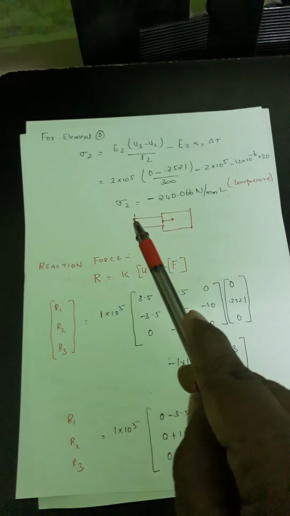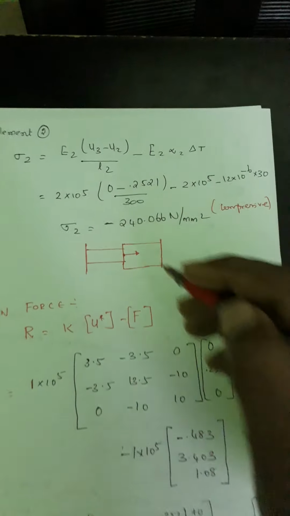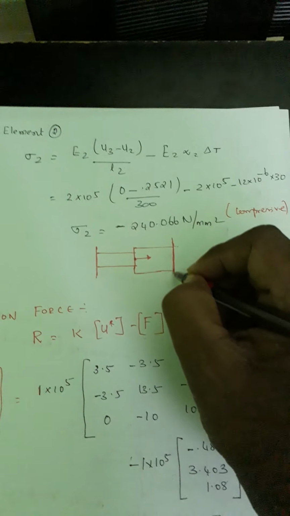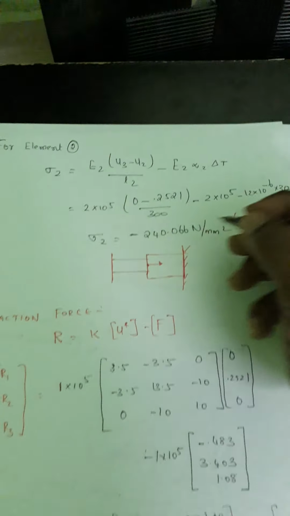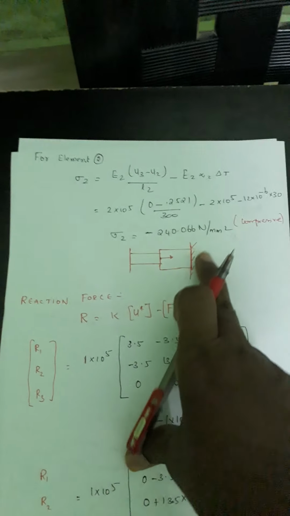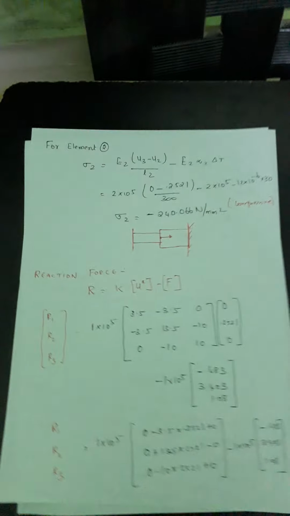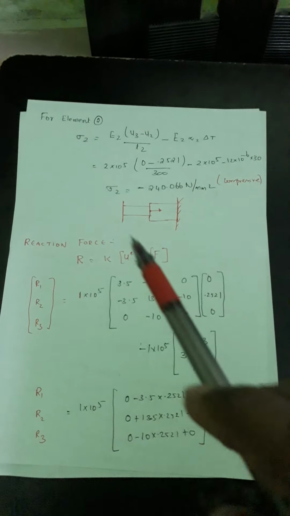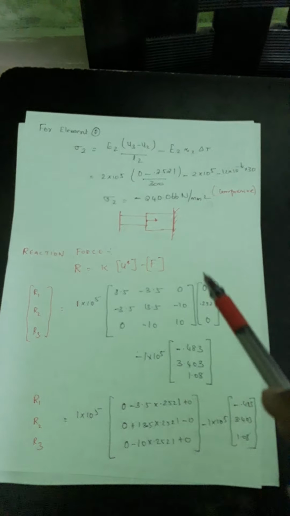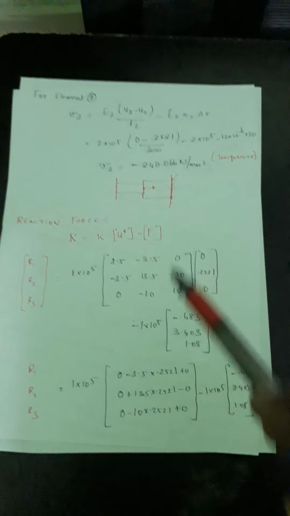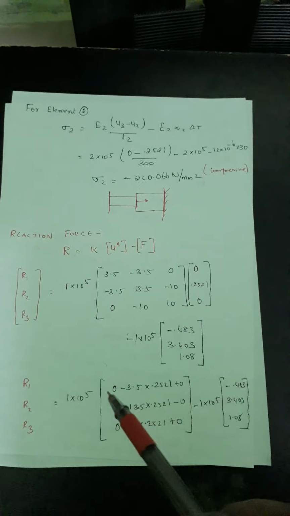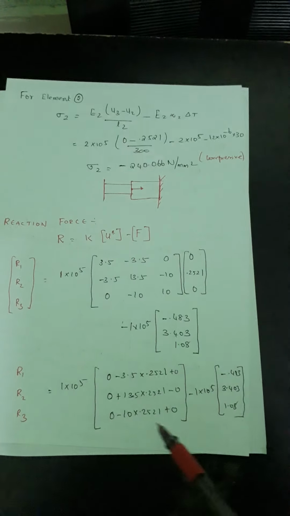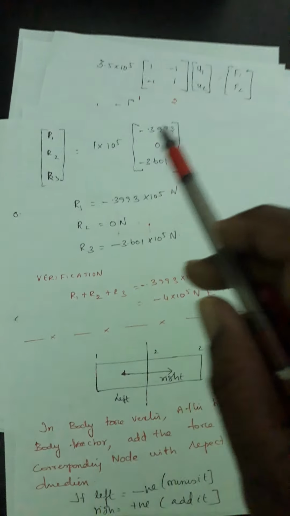So the bar here extends completely and at this portion there is a wall, so a compressive force acts here, that is why it is minus. Now we are going to apply R equals K U minus F. The K matrix you know, U you know, and F you know. I multiplied these, substituted, and after that I am getting R1, R2 and R3.